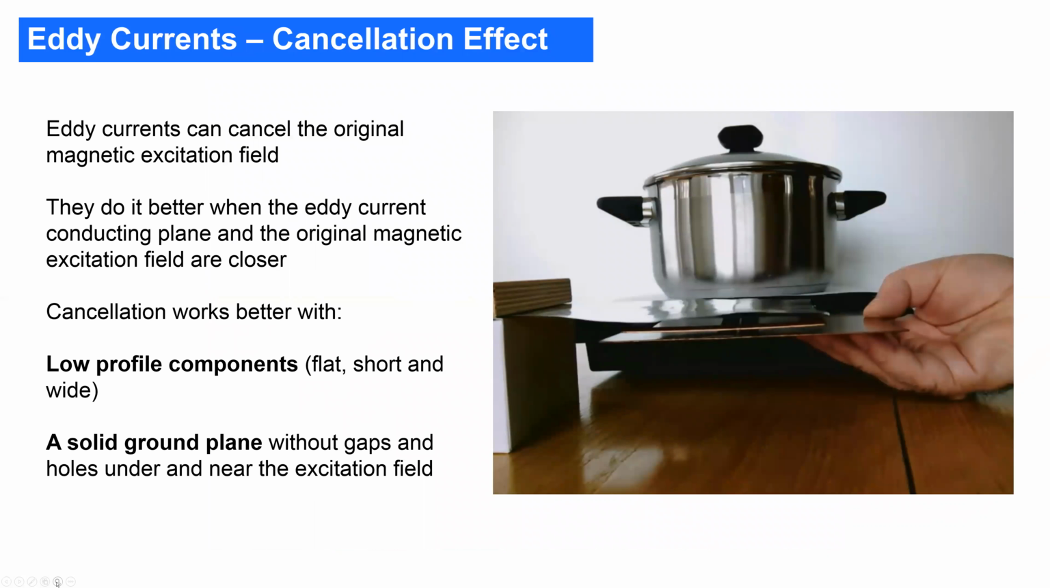So eddy currents can cancel the original magnetic excitation fields, and they do it better the closer the conducting plate is to the original conductor. And that means also that this cancellation of any plane, maybe a ground plane, works better with low profile components: flat, short, and wide. And the plane we put under our top traces should have no gaps and holes and vias and these things. It should be as solid as possible so that I can create as original a picture of the top current for the eddy current as possible.